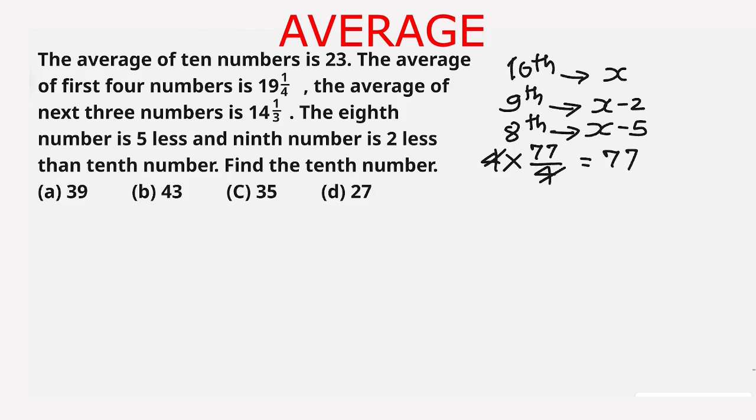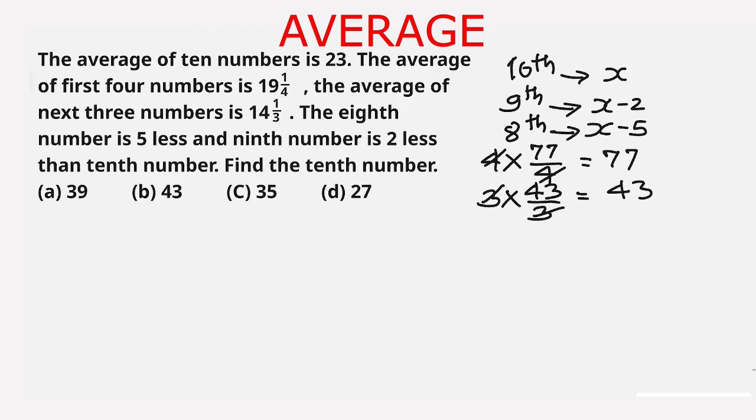This is the sum of first 4 numbers, and the sum of next 3 numbers is 3 multiplied by 14 whole and 1 upon 3, as the average of these 3 numbers is 14 whole and 1 upon 3. 14 whole and 1 upon 3 can be written as 43 upon 3, and we cancel the denominator of 43, which is 3, by the numerator of 3, and this comes out to be 43. Now we have complete data and we can make an equation.